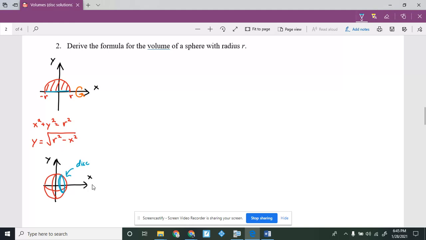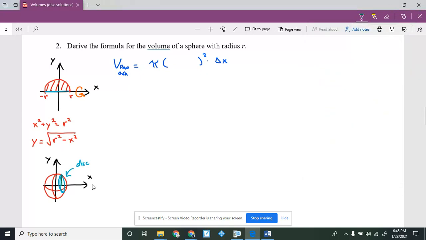So how do you do it? Let's start with the volume of a representative disc. So volume of a representative disc. Well, it's the area of the cross section. So it's going to be the pi r squared and then times delta x. What's the radius? The radius is going to go from the x-axis to the curve.